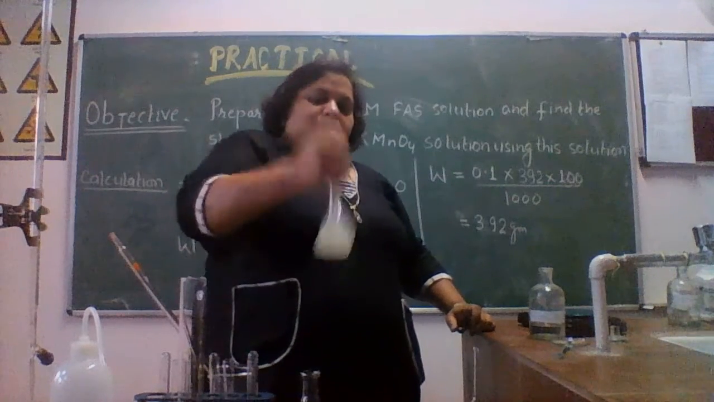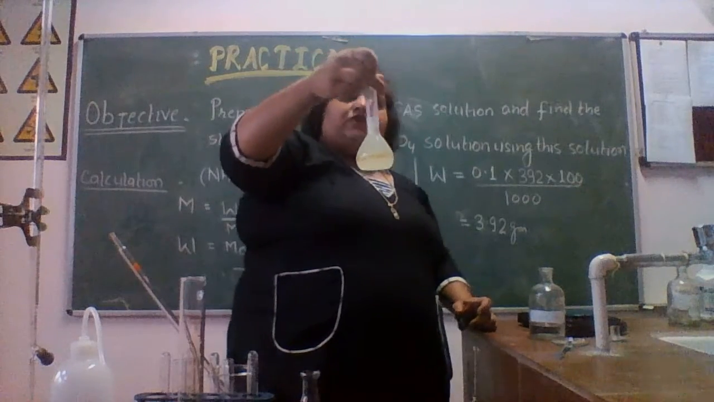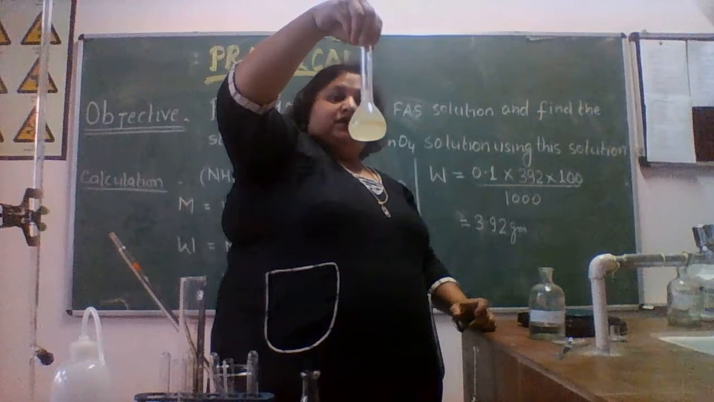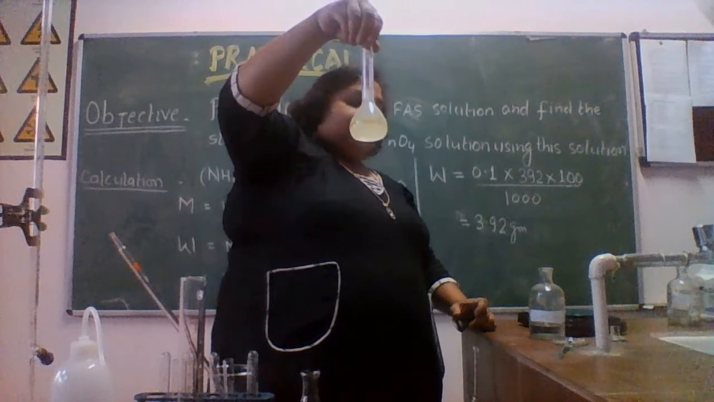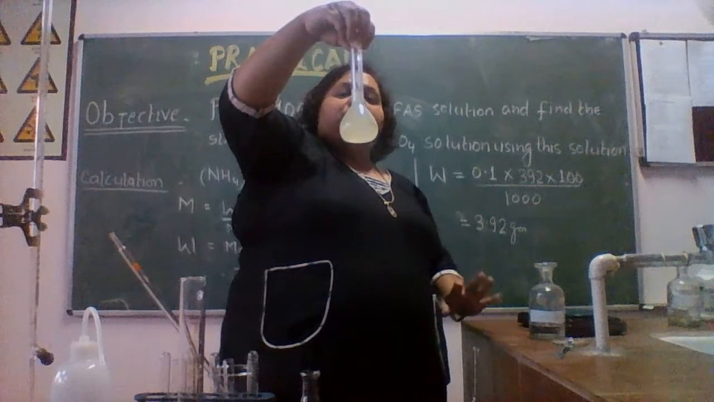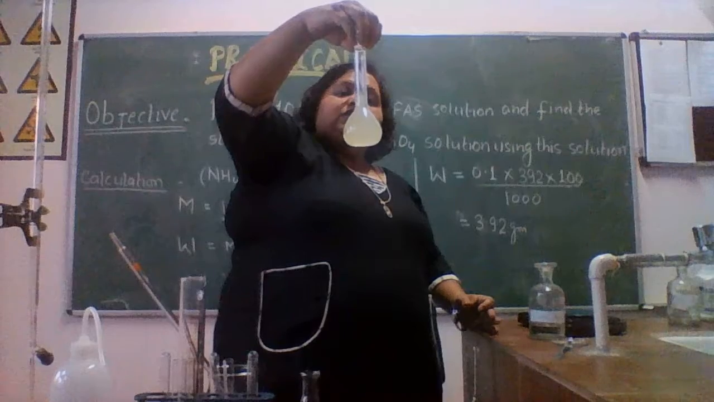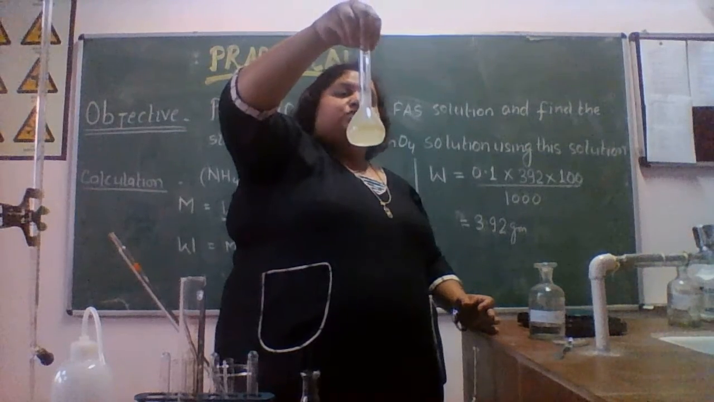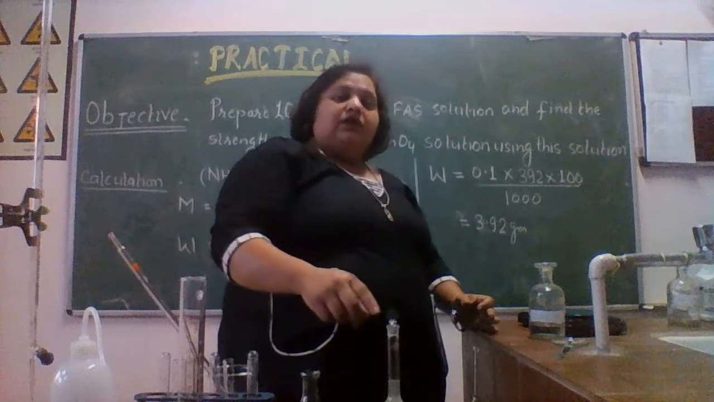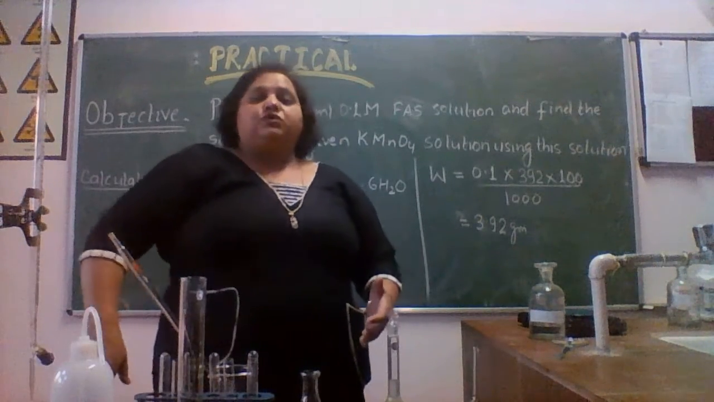This is your standard solution. This is the solution of ferrous ammonium sulfate, a transparent, beautiful green color. If you had not added the concentrated sulfuric acid at the beginning, it would have turned brown even at this moment, right? This is the perfect solution that I have prepared. This is the solution that is required. This is the preparation of the standard solution.